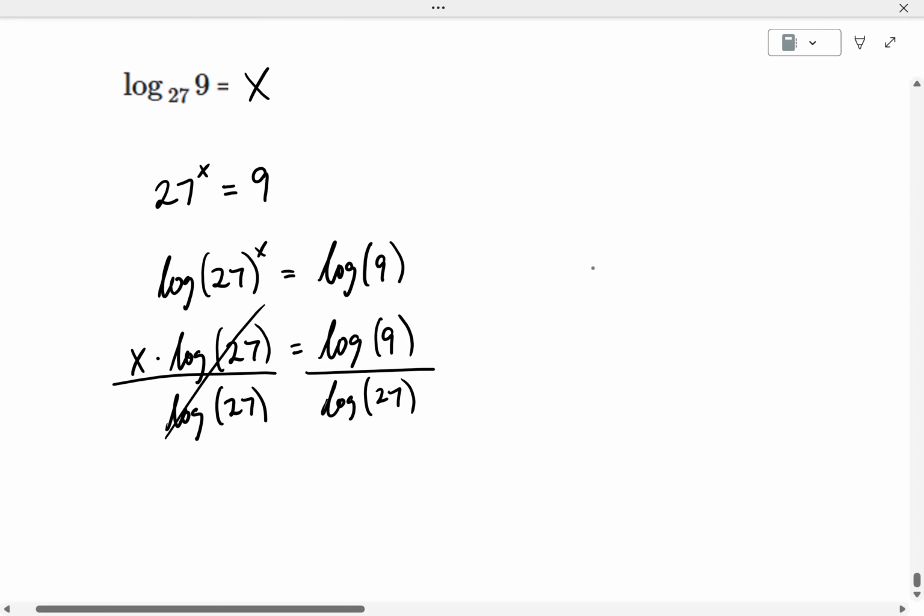So again, those cancel out just like the last time. And then we're just going to type this in our calculator. So again, desmos.com/scientific. Log 9 over log 27. And we get 2/3. So again, this is saying 27 to the 2/3 is equal to 9. So you can easily check that on your calculator if you have to.